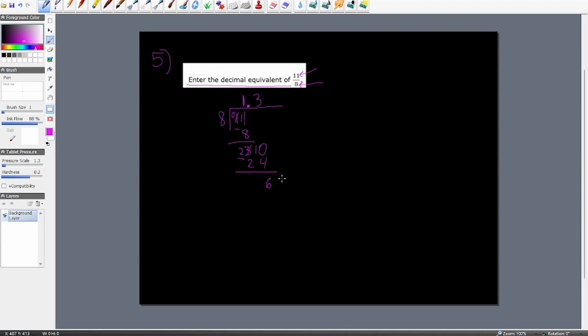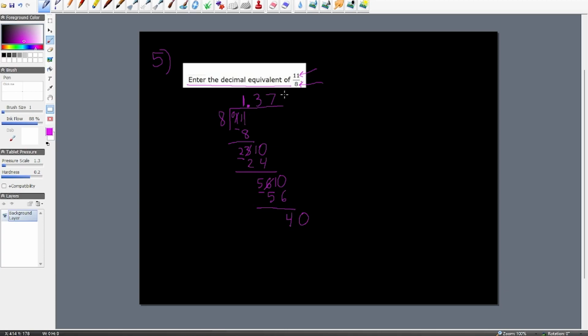Eight does not go into 6, so let's bring down another 0. 8 goes into 60 7 times, because 7 times 8 is 56. Let's bring down another 0. We can continue bringing down zeros until we fully solve this problem, or we choose to round it. But we're going to just fully solve this problem.